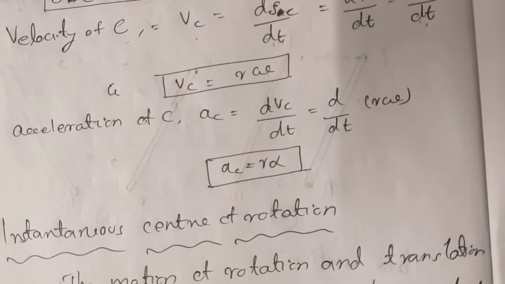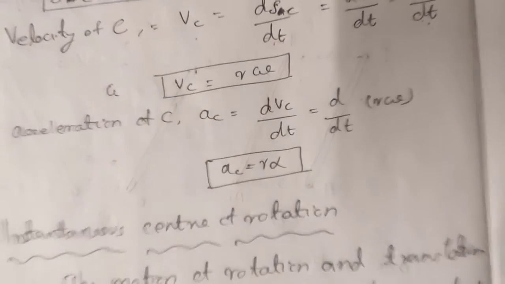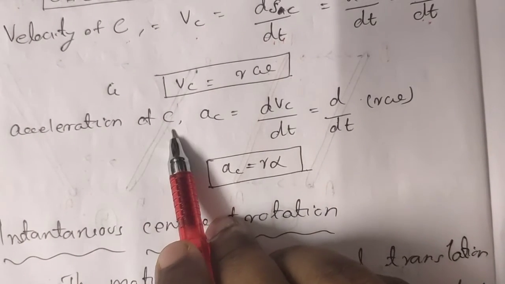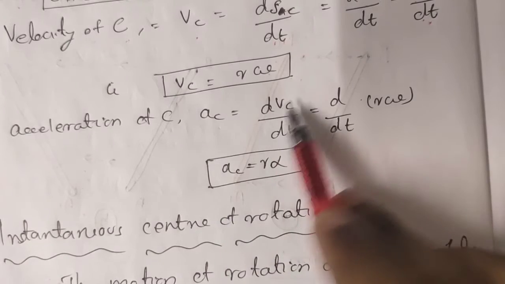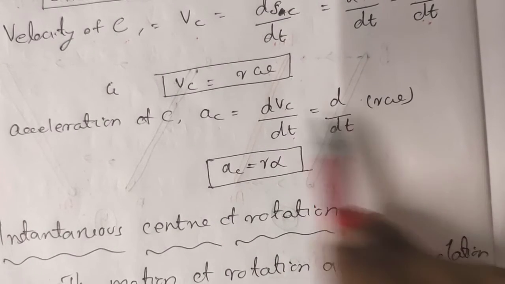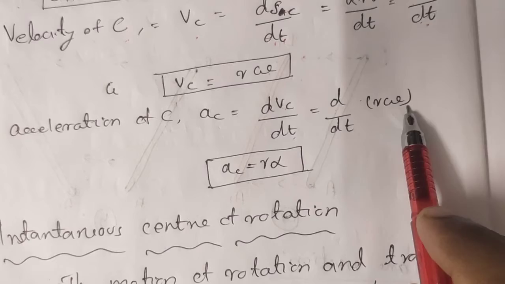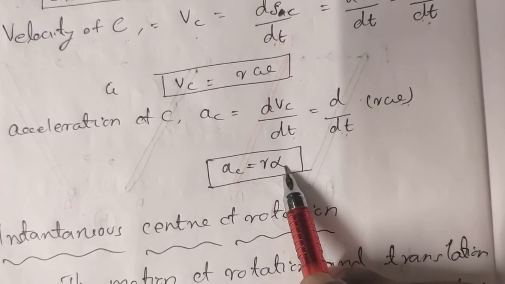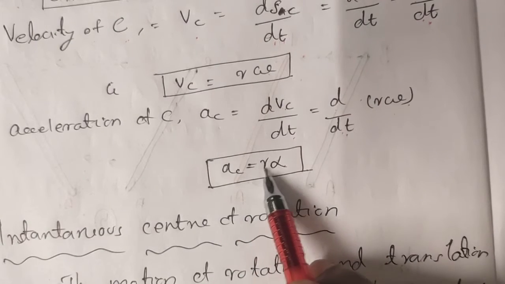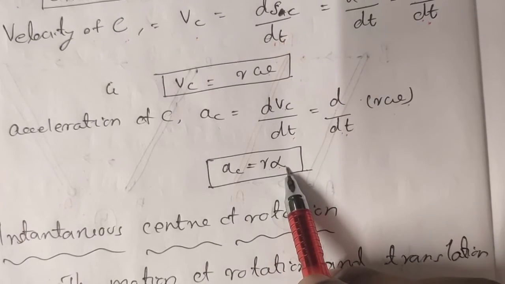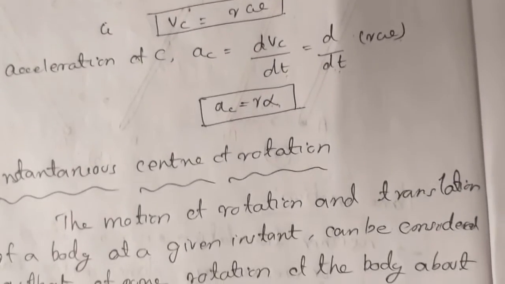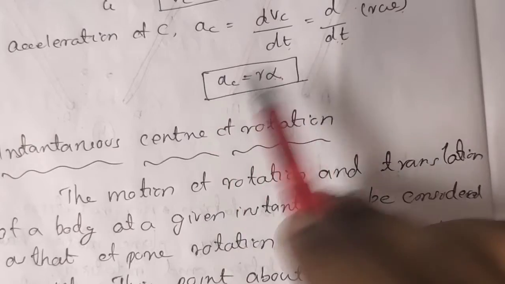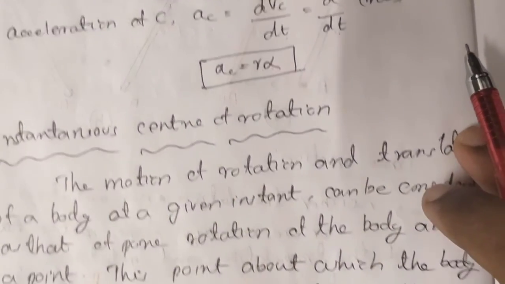In the case of acceleration, acceleration of point C, that is AC equal to dVc by dt. Vc is R omega, that is d(R omega) by dt. That is, R times d omega by dt, and d omega by dt is alpha, so AC is equal to R alpha. Okay, these equations we already studied, like alpha and omega, in the last sections.